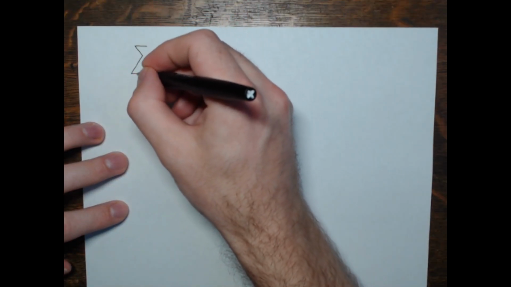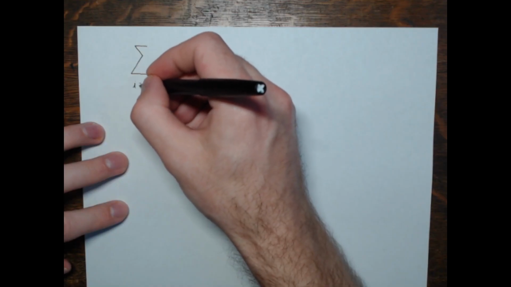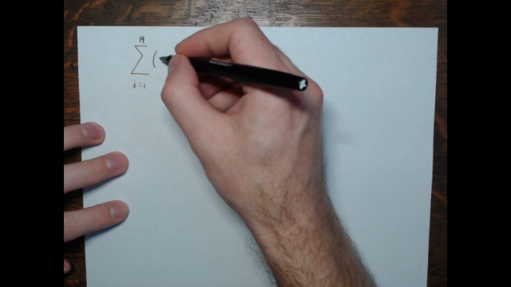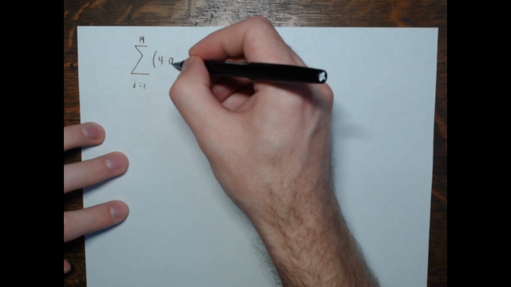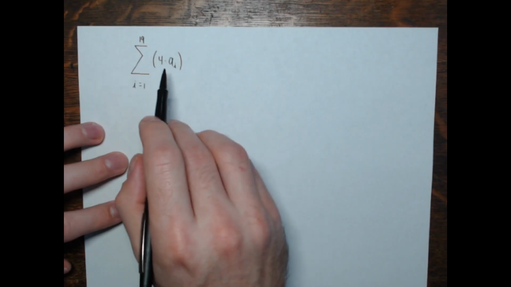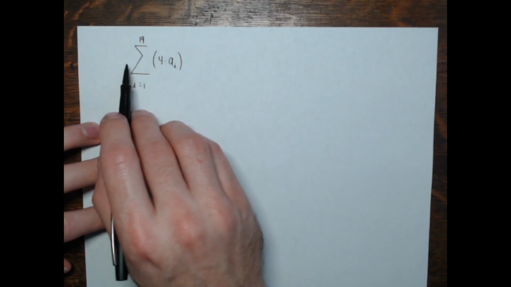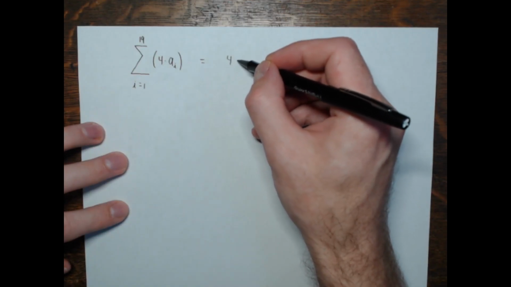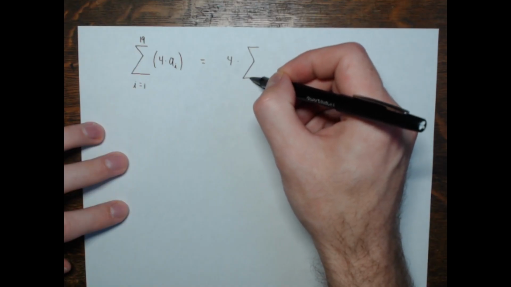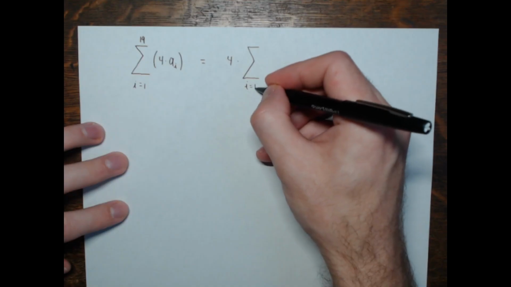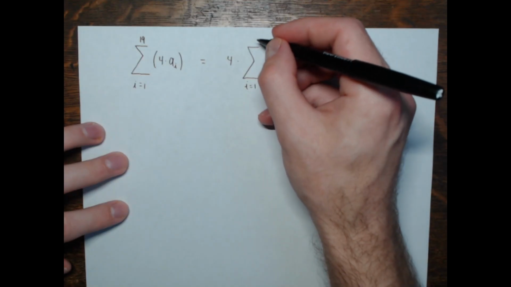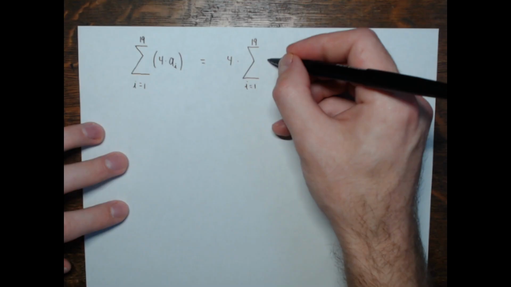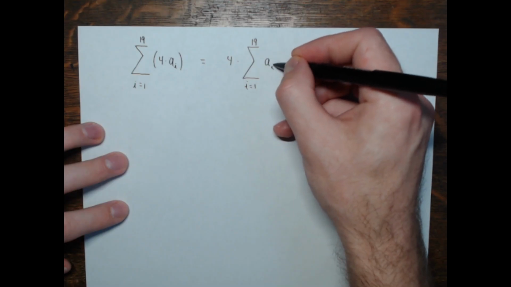So we're asked for the sum from i equals 1 to 19 of 4 times these a sub i terms. Well, I've got a constant multiple, so I can factor the 4 out. So this is 4 times the sum from i equals 1 to 19 of just the a sub i terms.